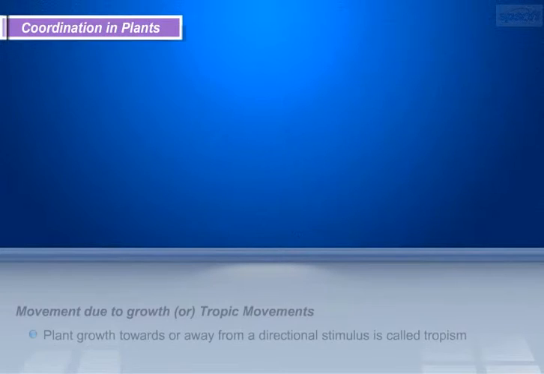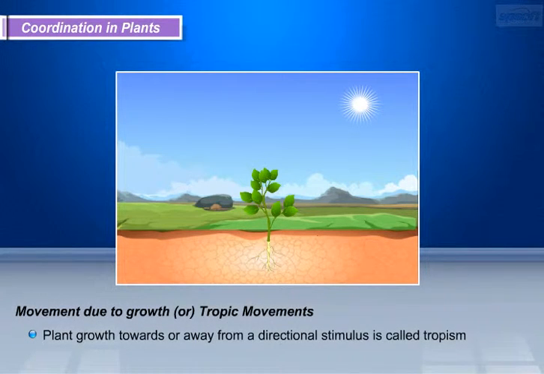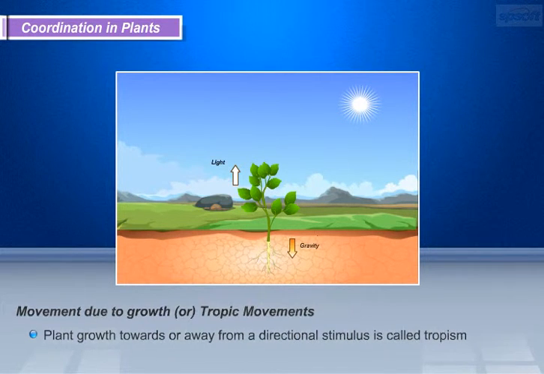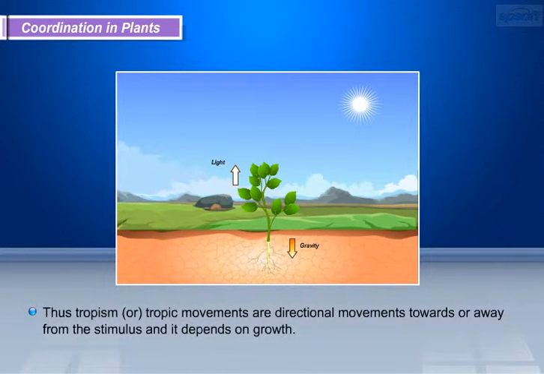Let us now discuss dependent on growth movements in plants. Dependent on growth, or movement due to growth, is also known as tropic movement. Let us define tropism, or tropic movement. Plant growth towards or away from a directional stimulus is called tropism. Thus, tropism or tropic movements are directional movements towards or away from the stimulus, and it depends on growth.